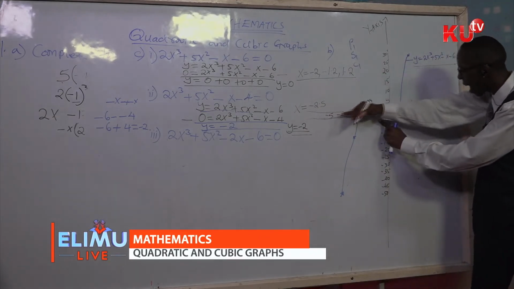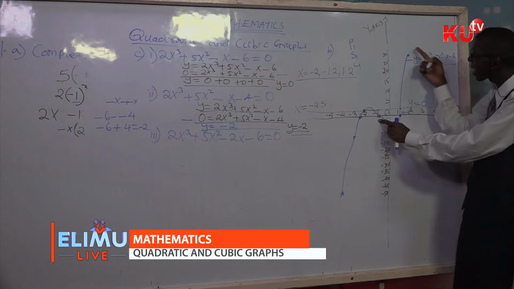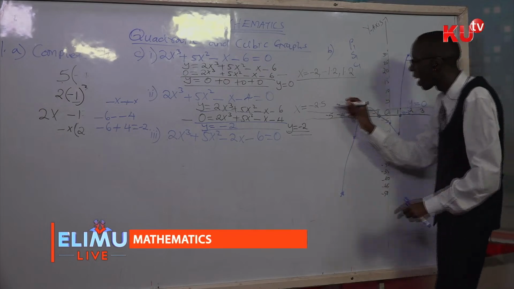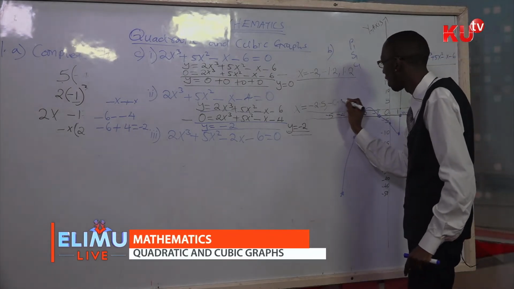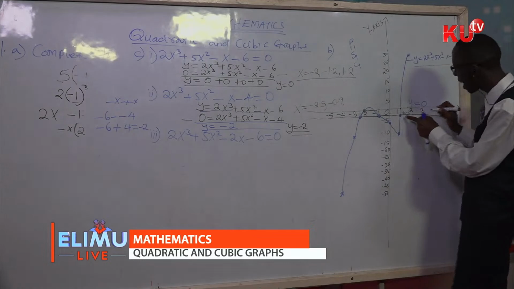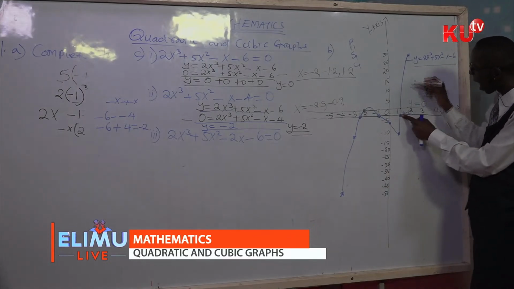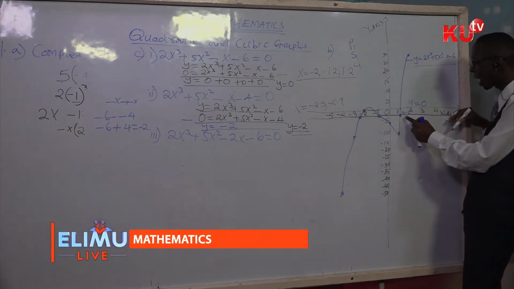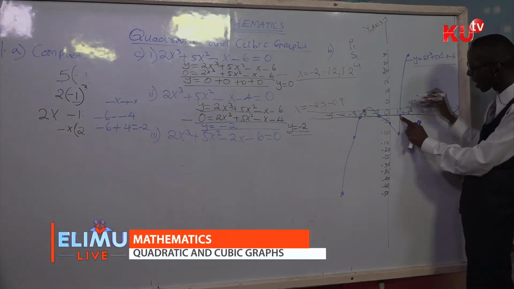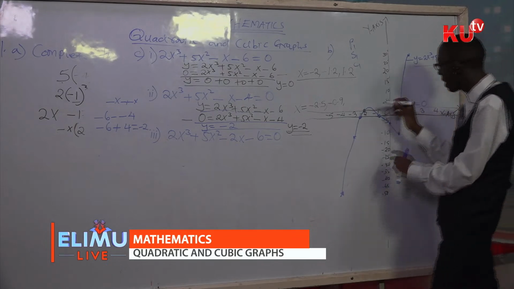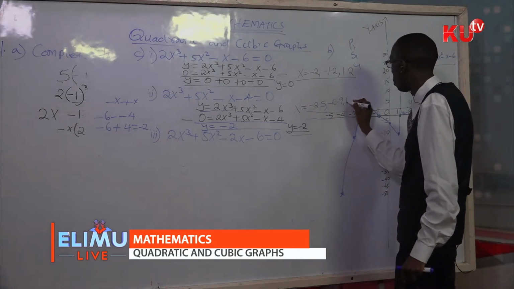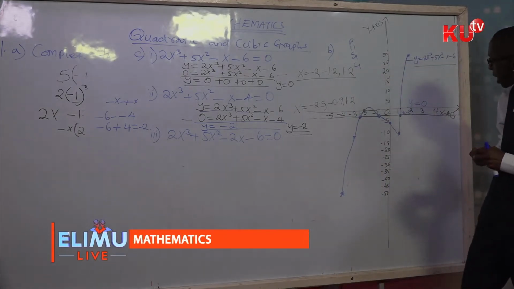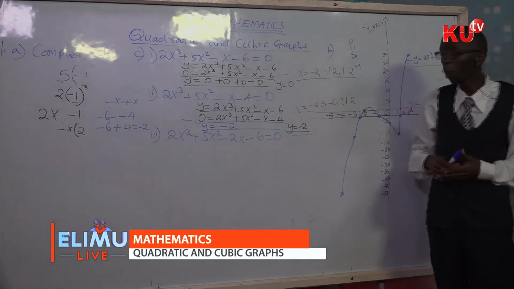So mine is negative 2.5. Another point where the line y equals negative 2 touches the graph is here. Mine is negative 0.9. And again, we have another point where the line y equals negative 2 touches the graph. It is here. X is equal to 1.2. That is my graph.